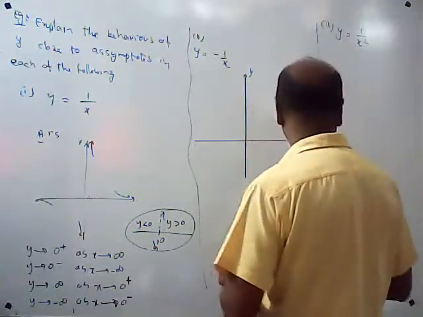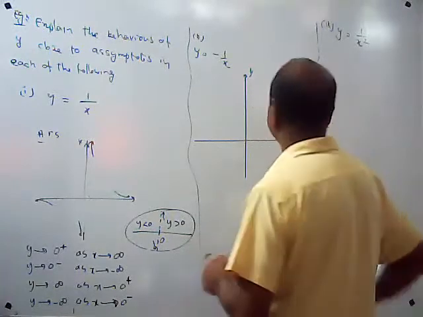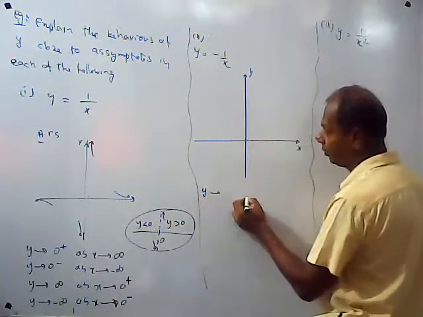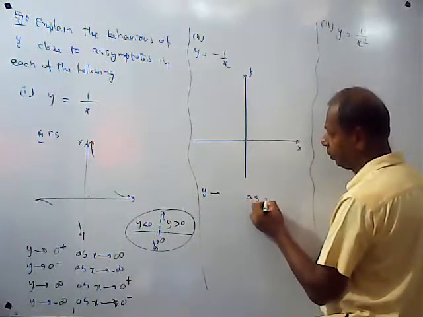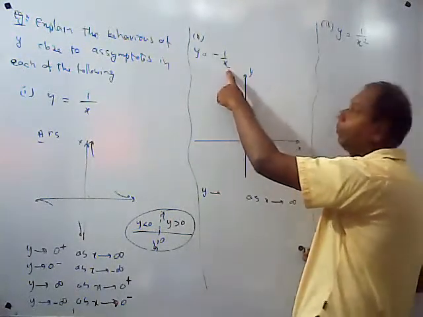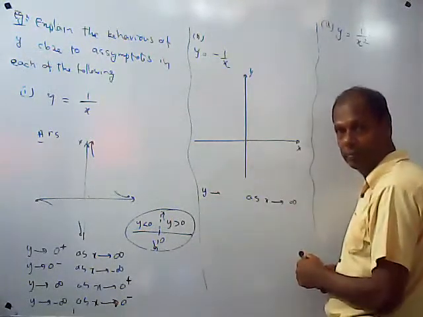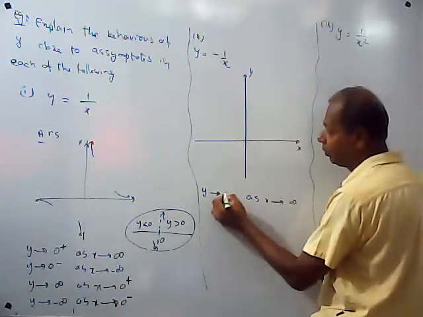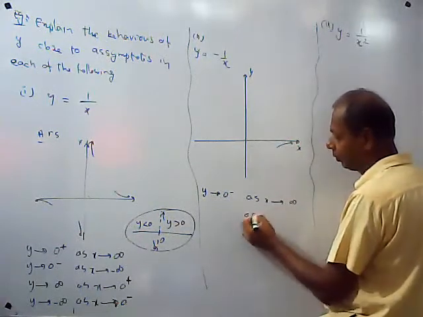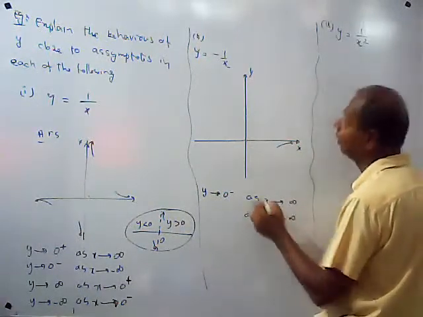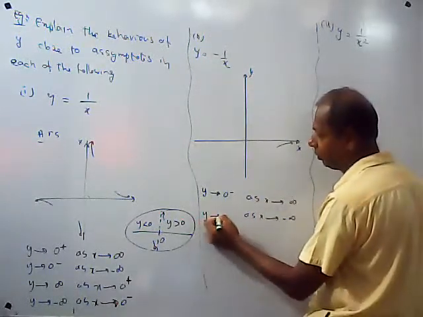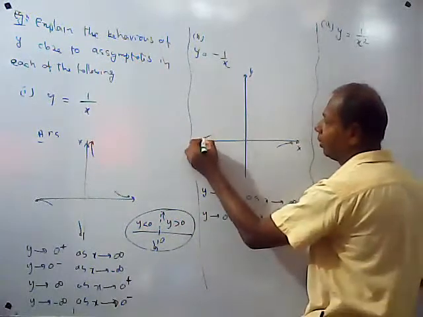Right, see the answer for the next. As x goes to positive infinity, minus 1 over x will be negative. So it will go to 0 from negative side, like this. As x goes to negative infinity, x is negative, so the whole thing will be positive. So y will go to 0 from positive side. It happens like this.